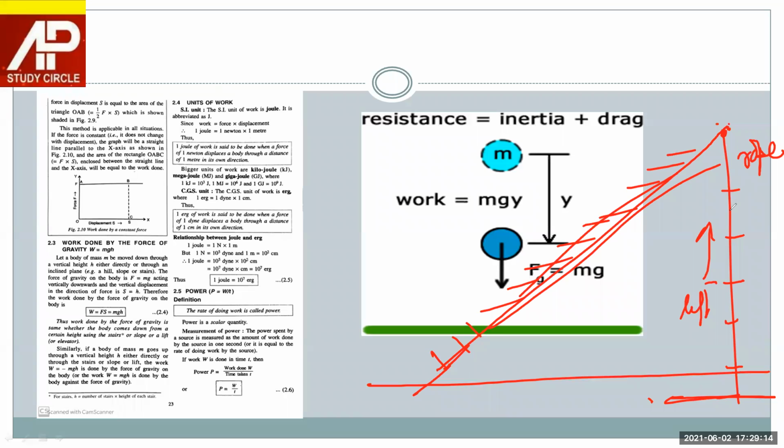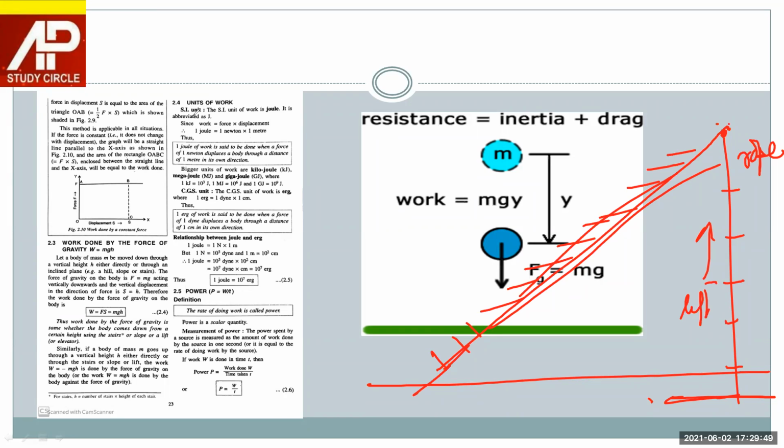The path you follow to reach that height does not have any role to play in it. The only thing important is how much height you have acquired. Aap kitni height par pahunch gaye hain, ye zyada important hota hai. The force of gravity is a conservative force. It does not consider the path in between. Whatever path you may follow, the same amount of work is done. Understood, everyone?